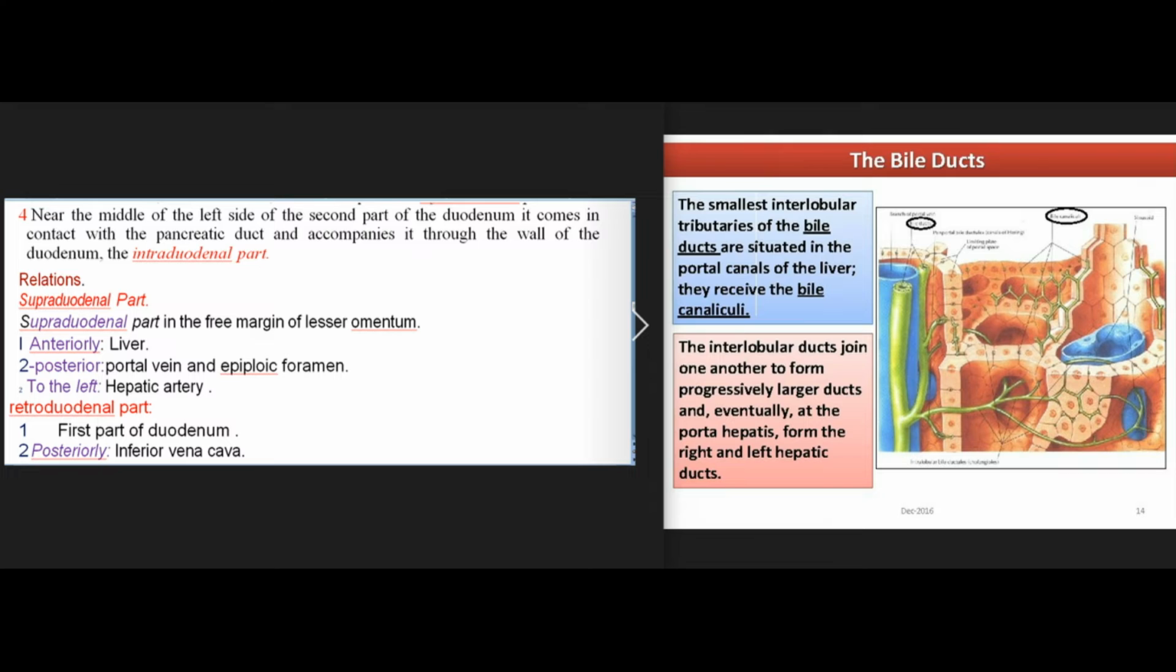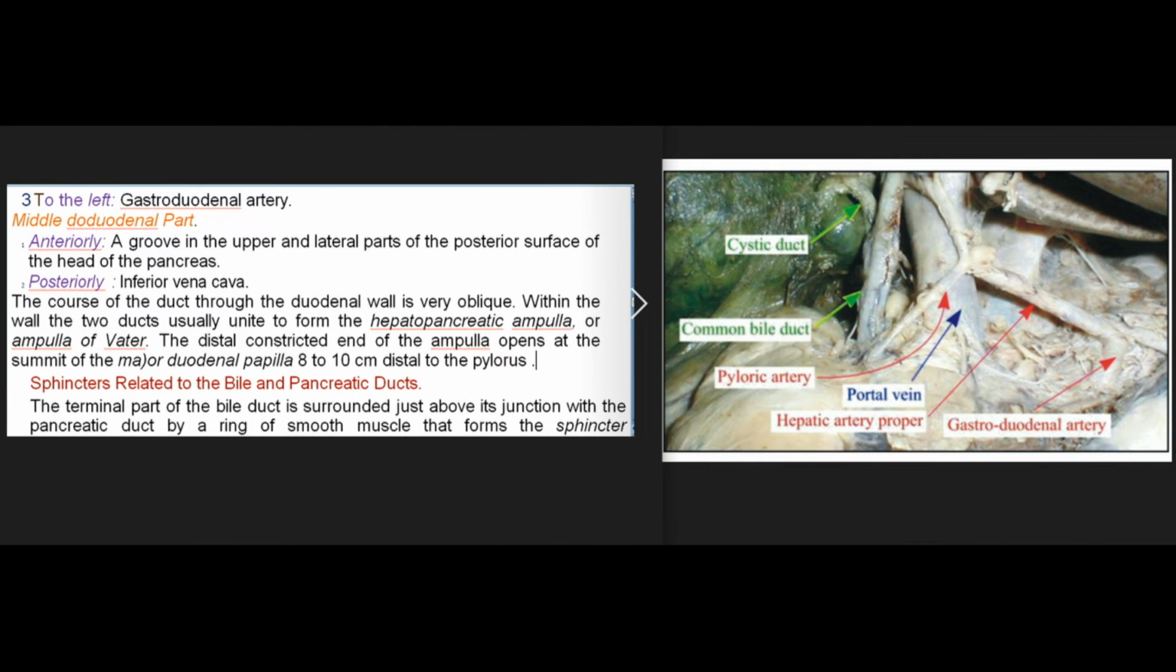Relations. Supraduodenal part, in the free margin of the lesser omentum. 1. Anteriorly, liver. 2. Posteriorly, portal vein and epiploic foramen. 3. To the left, hepatic artery. Retroduodenal part. 1. First part of duodenum. 2. Posteriorly, inferior vena cava. 3. To the left, gastroduodenal artery. Middle duodenal part. 1. Anteriorly, a groove in the upper and lateral parts of the posterior surface of the head of the pancreas. 2. Posteriorly, inferior vena cava.